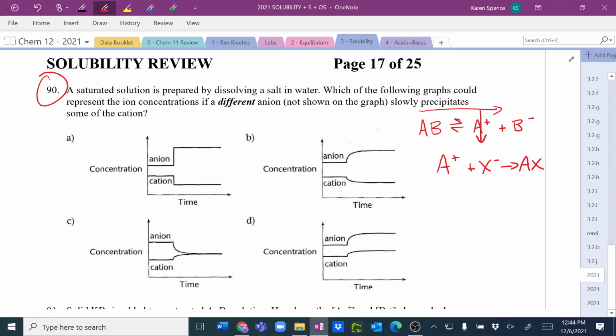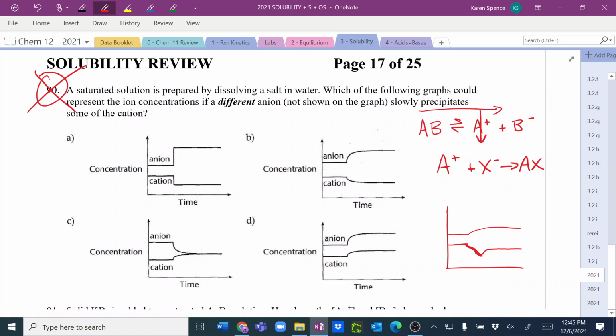Because if I'm slowly precipitating my cation, what should happen then is my cation should slowly go down. But then it should come back up, but not quite to where it was, and my anion should be slow. I don't know. That's a terrible question. Thank you for asking it. Remove that one from my problem set because I don't like it.